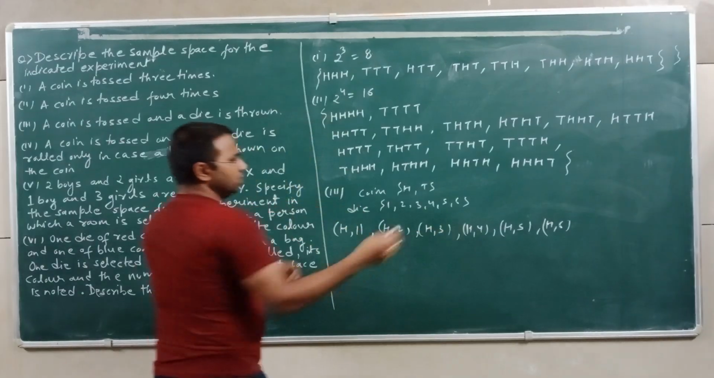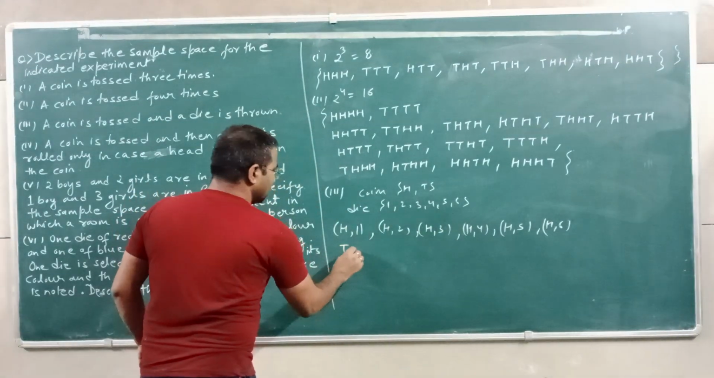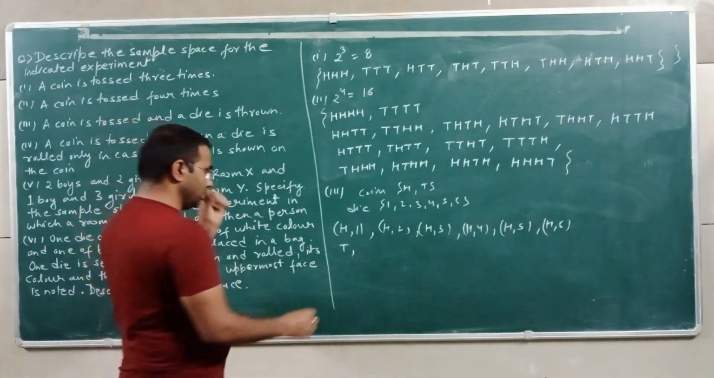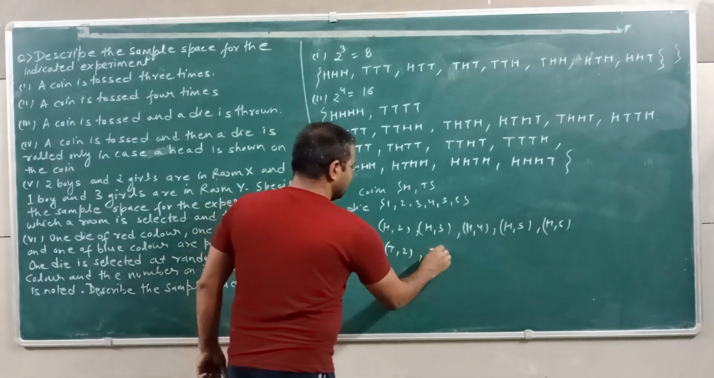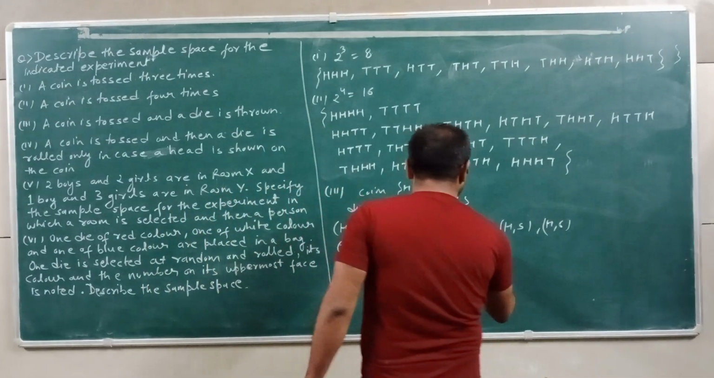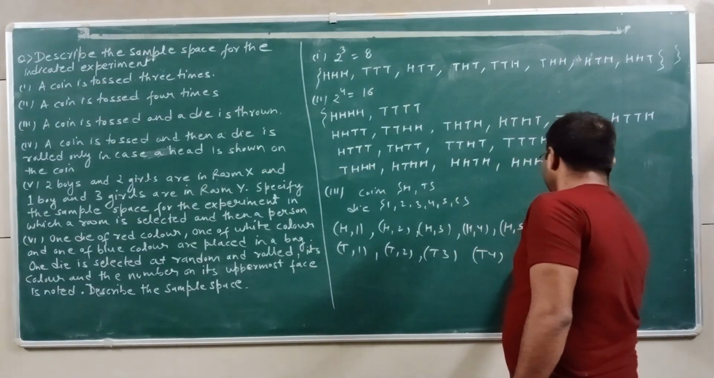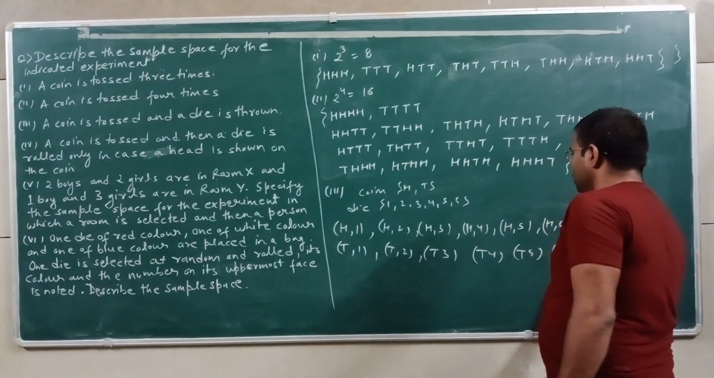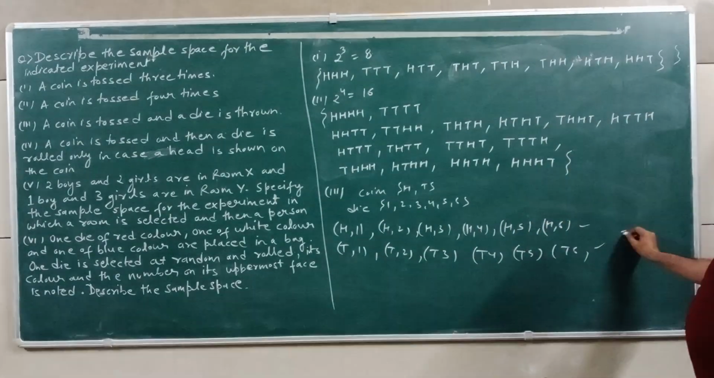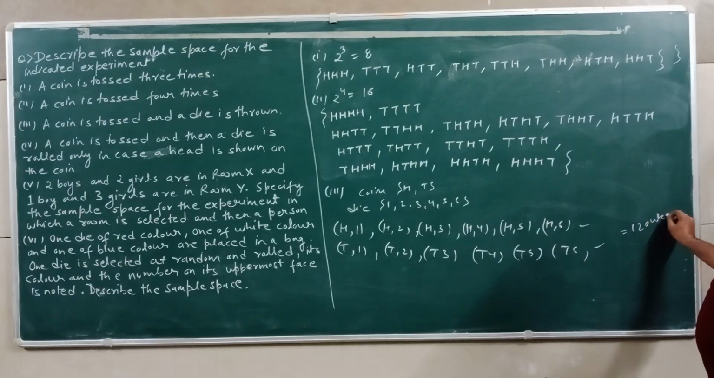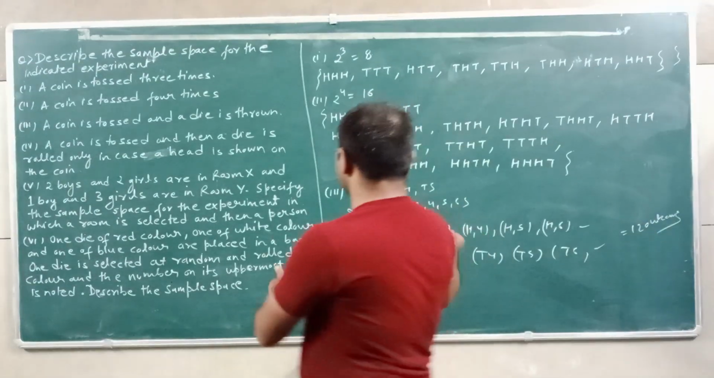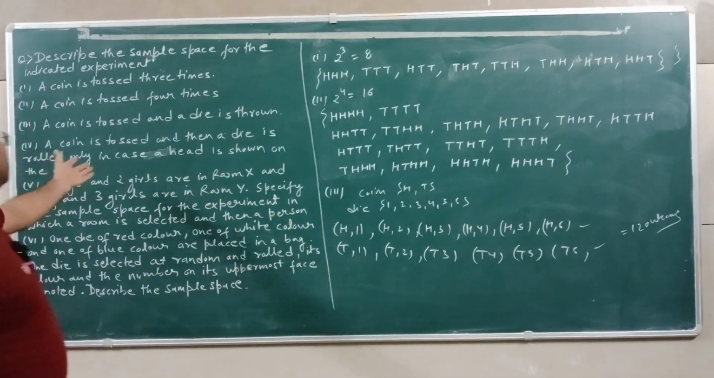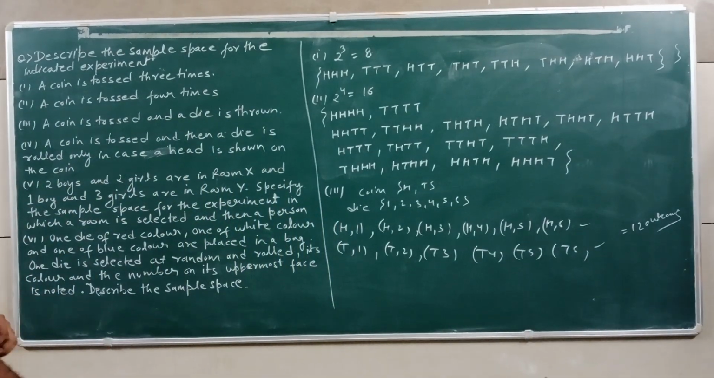Okay, in the head condition you will get this. Now, if you are getting tail, with the tail what will come? Then T1, T2, T3, T4, T5, T6. So see here 6 and 6, total 12 outcomes will be there. So how will you add the sample space? See here, in this case also, we have a coin toss and a die.